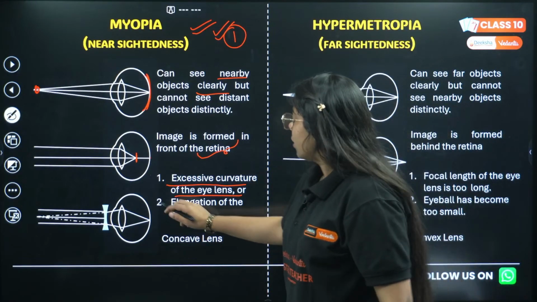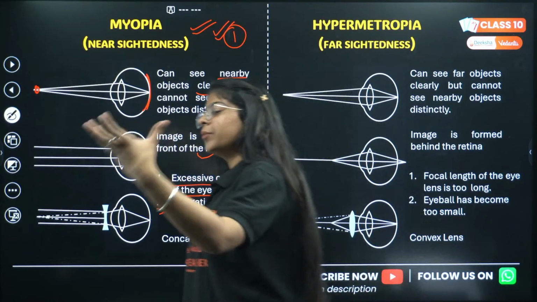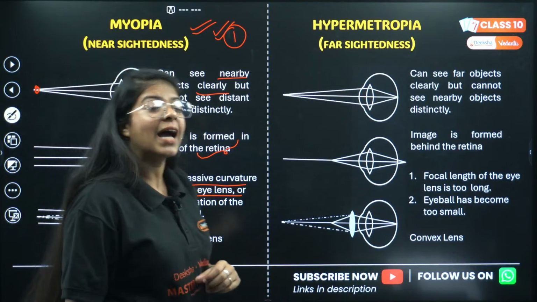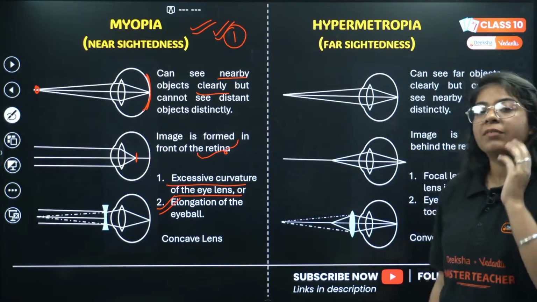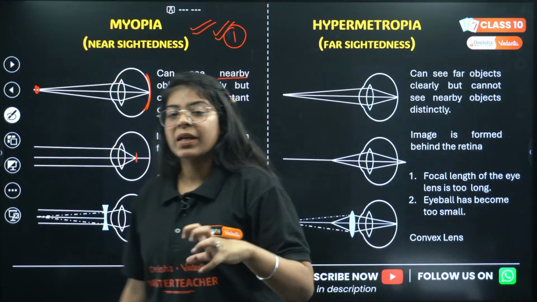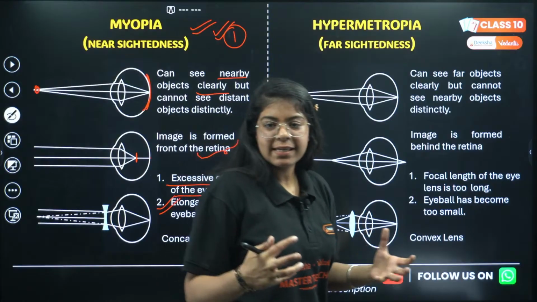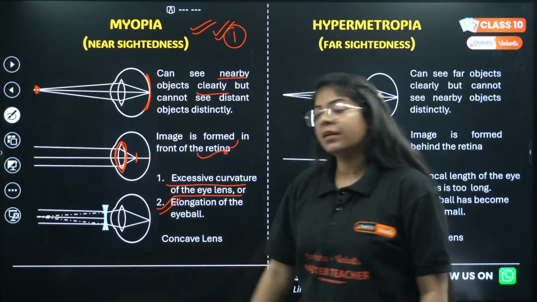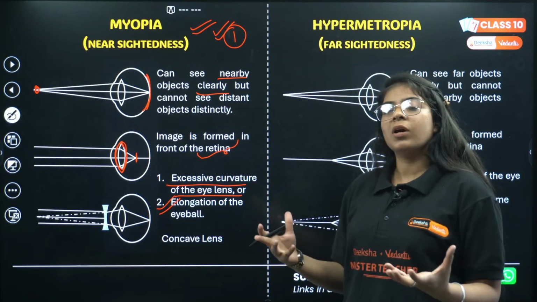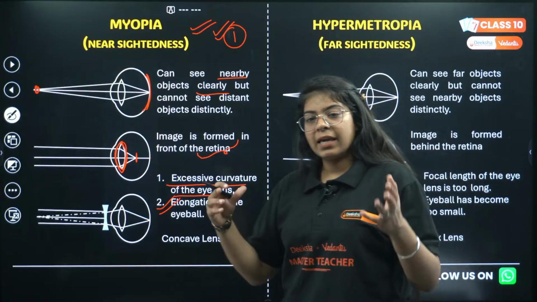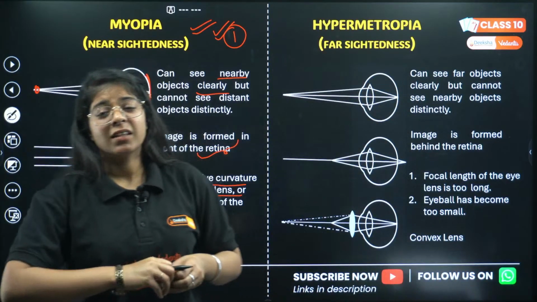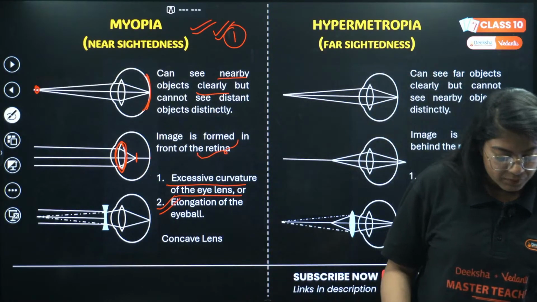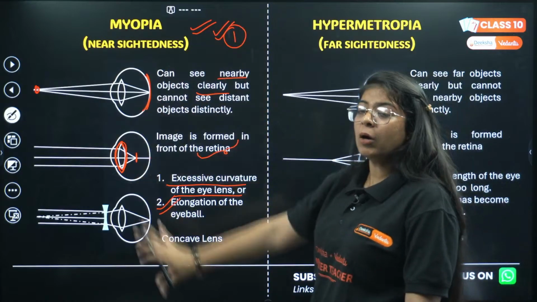Then there is elongation of the eyeball, where my eyeball gets bigger. Excessive curvature of the eye lens means my lens got its curvature increased, or the focal length of this eye lens is decreased. We know parallel rays converge at the focus. If the focal length of my eye lens decreased, it will definitely converge before the retina. So that is all about myopia.